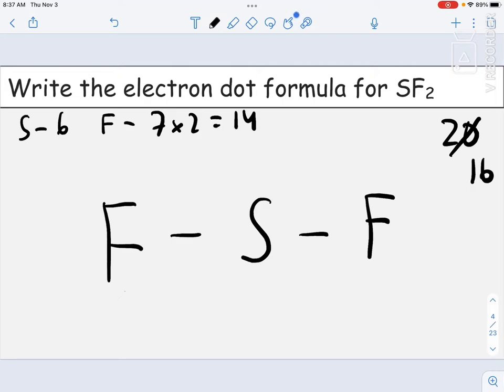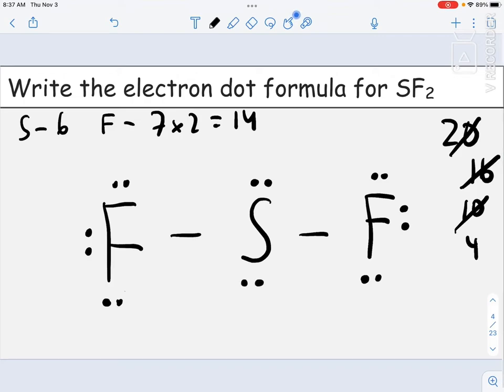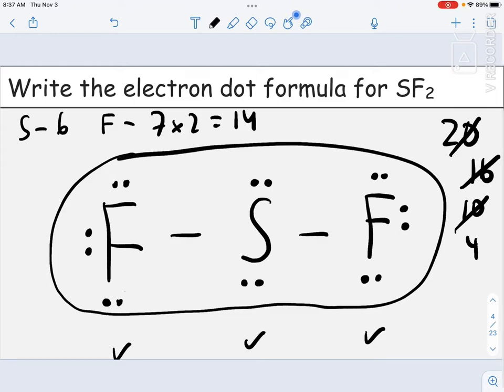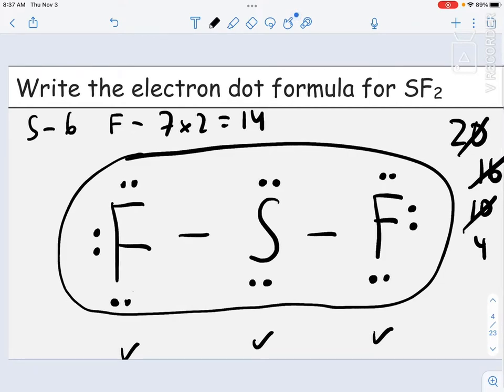Okay, so now we're going to place electrons around the outer atoms. Let's start with this fluorine on the left. Now it has a full valence shell. Now I have 10 left. We're going to start with the right-hand fluorine. Now that has a full octet. That took 6 electrons. We have 4 left. Now we're going to place the 4 remaining ones on the center atom. Let's do a check. Left fluorine's happy with 8. Sulfur's happy with 8. Fluorine on the right's happy. This is the electron dot formula for sulfur difluoride, okay? Take a look at that.